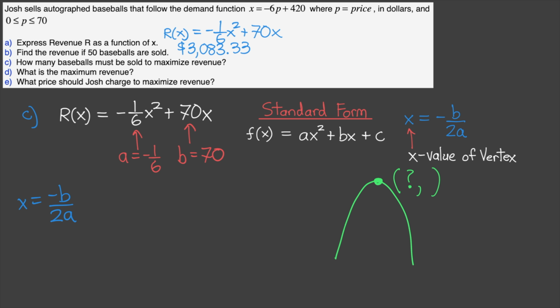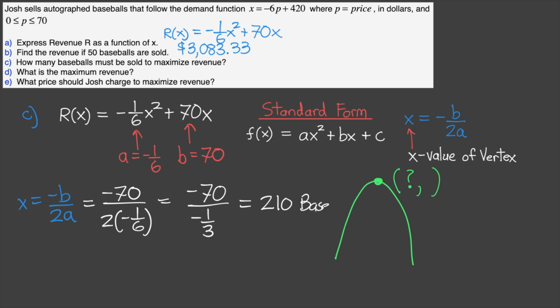Let's go ahead and plug those values in. We'll get negative b, so negative 70, over 2 times negative 1/6. So this equals negative 70 over, and 2 times negative 1/6 is negative 1/3. So we get 210. To maximize our revenue, Josh needs to sell 210 baseballs. We'll put that answer here: 210 baseballs. Okay, cool.